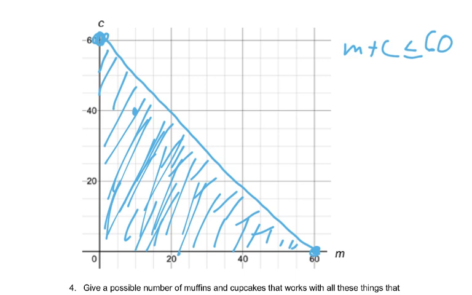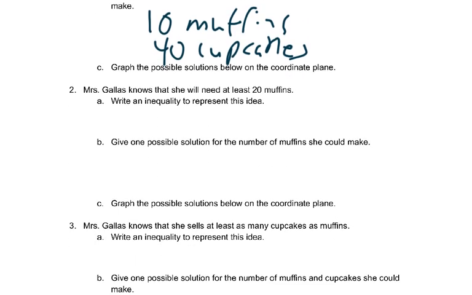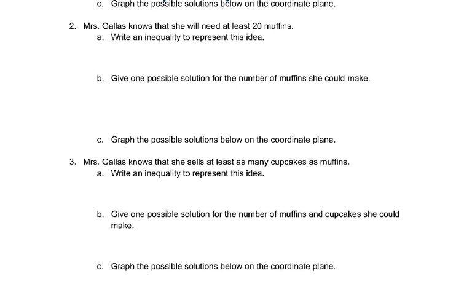Now let's look at our next constraint. And constraints are what we're calling each of these different kind of restrictions that Mrs. Gallus has to put up with or deal with as she's planning. So Mrs. Gallus knows she will need at least 20 muffins. So write an inequality to represent this idea. So M is the number of muffins. So we know that then M is greater than or equal to 20.